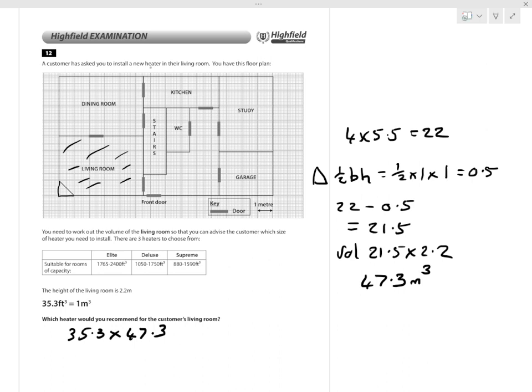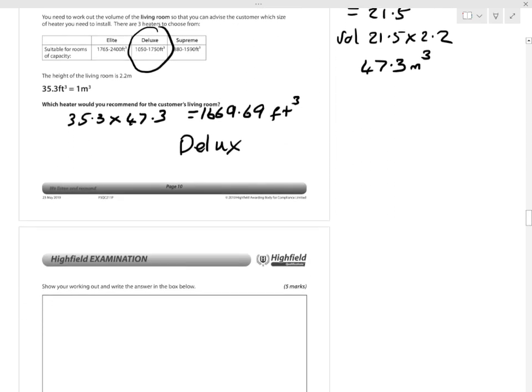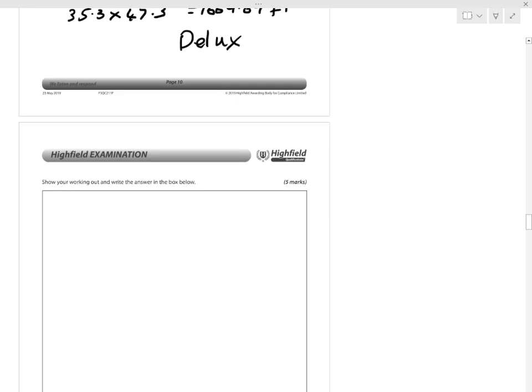That is equal to 1669.69 feet cubed. And the one we're going to buy is the deluxe. Show your working. Right, okay.